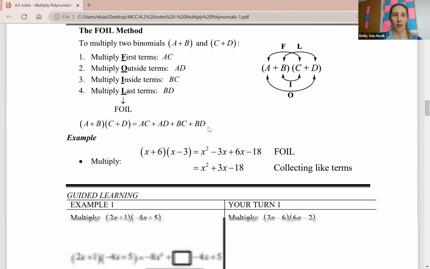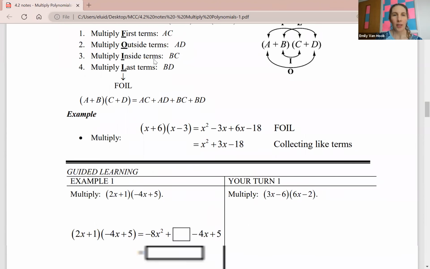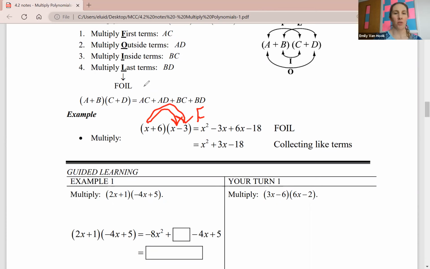Okay, let's see. So you can see an example here. x plus 6 times x minus 3. So here's your first terms, x times x is x squared. There's your outside terms. x times minus 3 is minus 3x. I'm writing an O for outside. Then distribute the 6 times x, 6x. There's your I for inside. And then 6 times negative 3, negative 18. So FOIL: first, outside, inside, last.